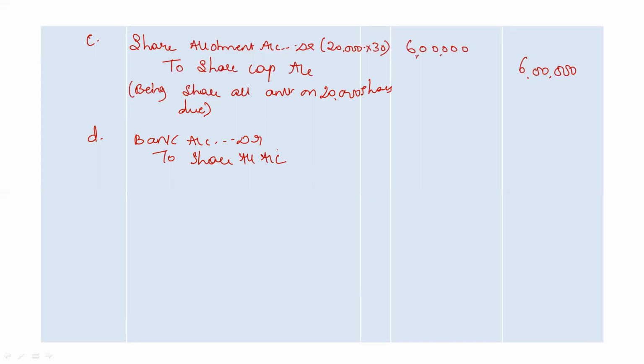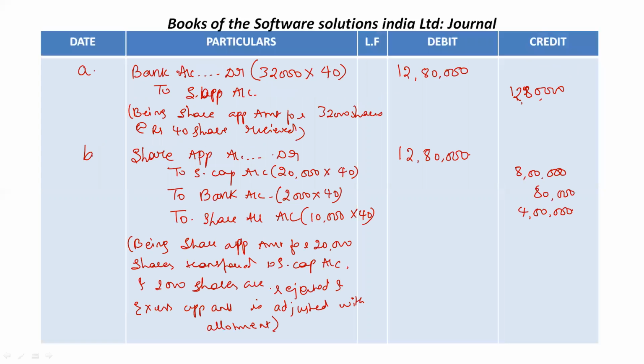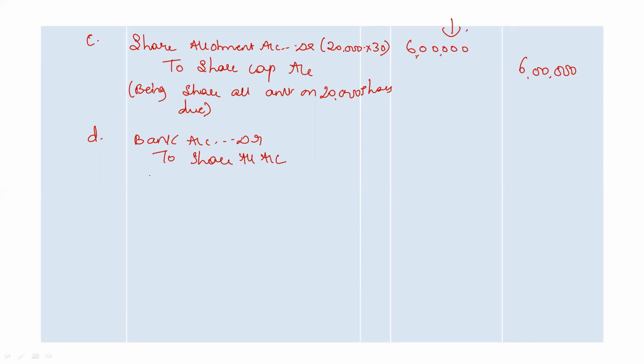Now you must be thinking there is no calls in arrears here. So whatever the company has asked to pay, everybody has paid the amount. So company has received 6 lakh. But it is not the case here. See, during application only company has received excess amount. Excess 4 lakh rupees, which was adjusted during allotment.